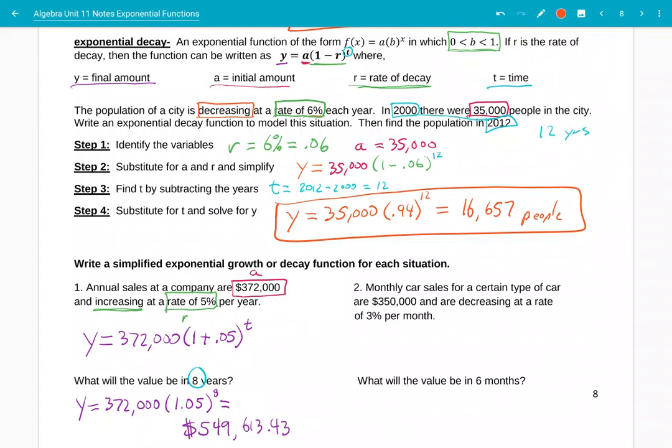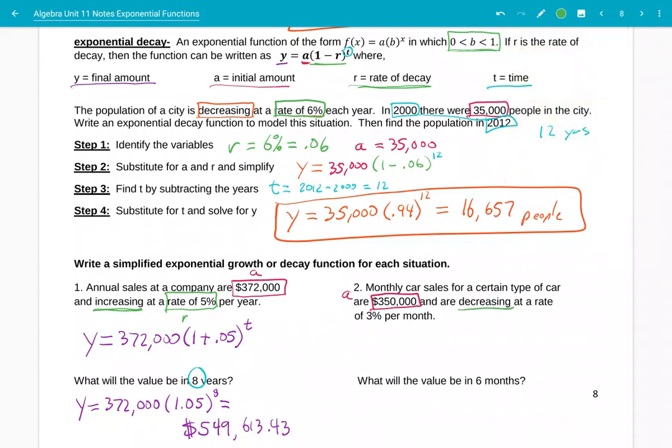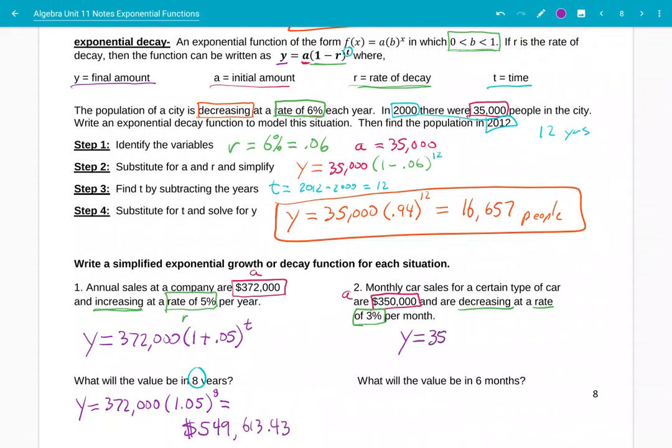There we go. All right, let's try this one over here. Monthly car sales for a certain type of car are $350,000. So that is our A value. They start at this. That's A. And are decreasing at a rate of 3% per month. So decreasing, that's going to be going down. So this is decay. So this is going to be Y equals 350,000. And then the rate is 1 minus 0.03 raised to whatever time. And they want the value in 6 months.